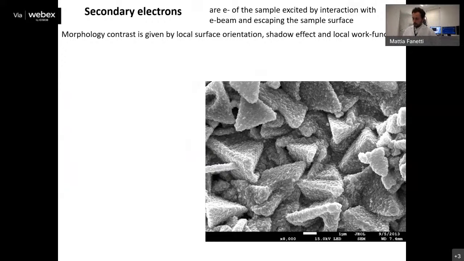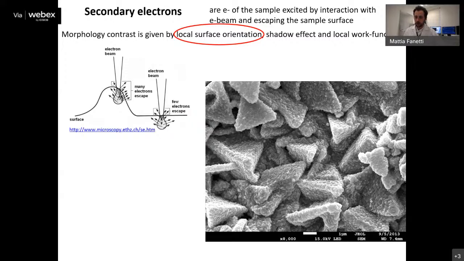If I plot the secondary electron emission, I have an image, for example, like this that I show you here. What are the sources of contrast in a secondary electron image? First of all, the local surface orientation. And I can show you this picture.